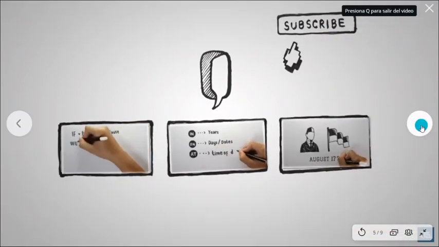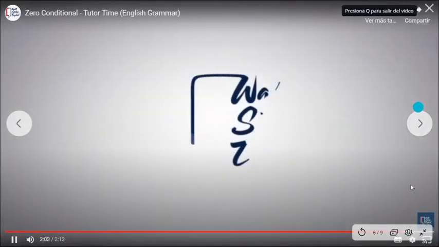Okay, so that was the example of the zero conditional.